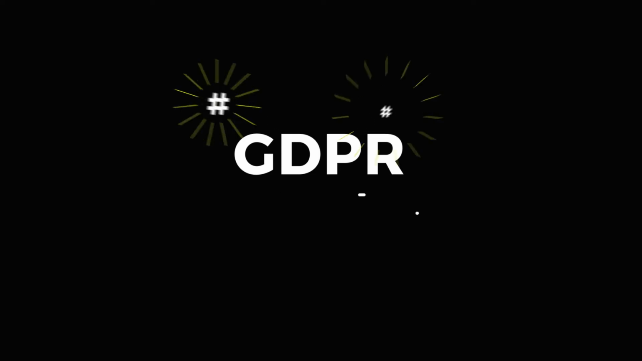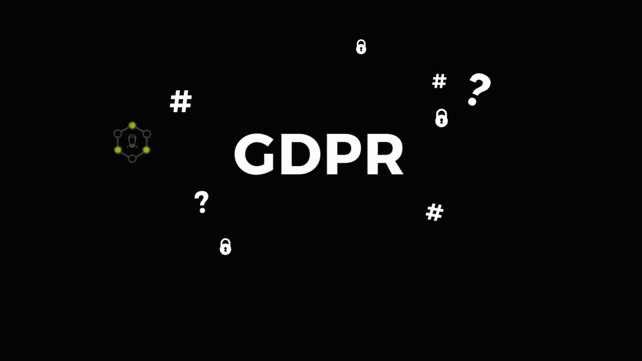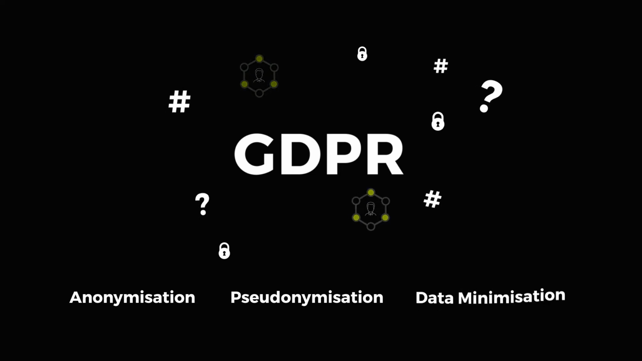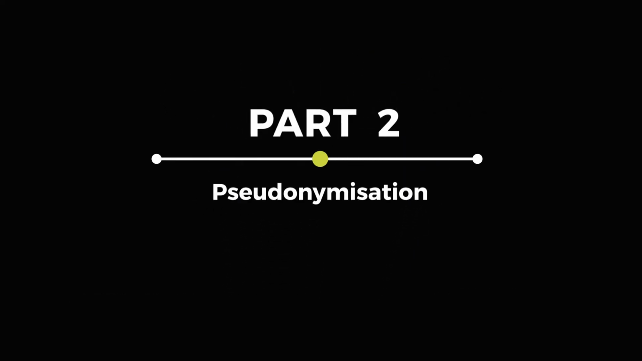The GDPR strongly encourages the use of data protection safeguards such as anonymization, pseudonymization, and data minimization. This is part 2 of our 3-part series, Data Pseudonymization Simplified. Note, however, that all 3 techniques can be applied concurrently to the same file.